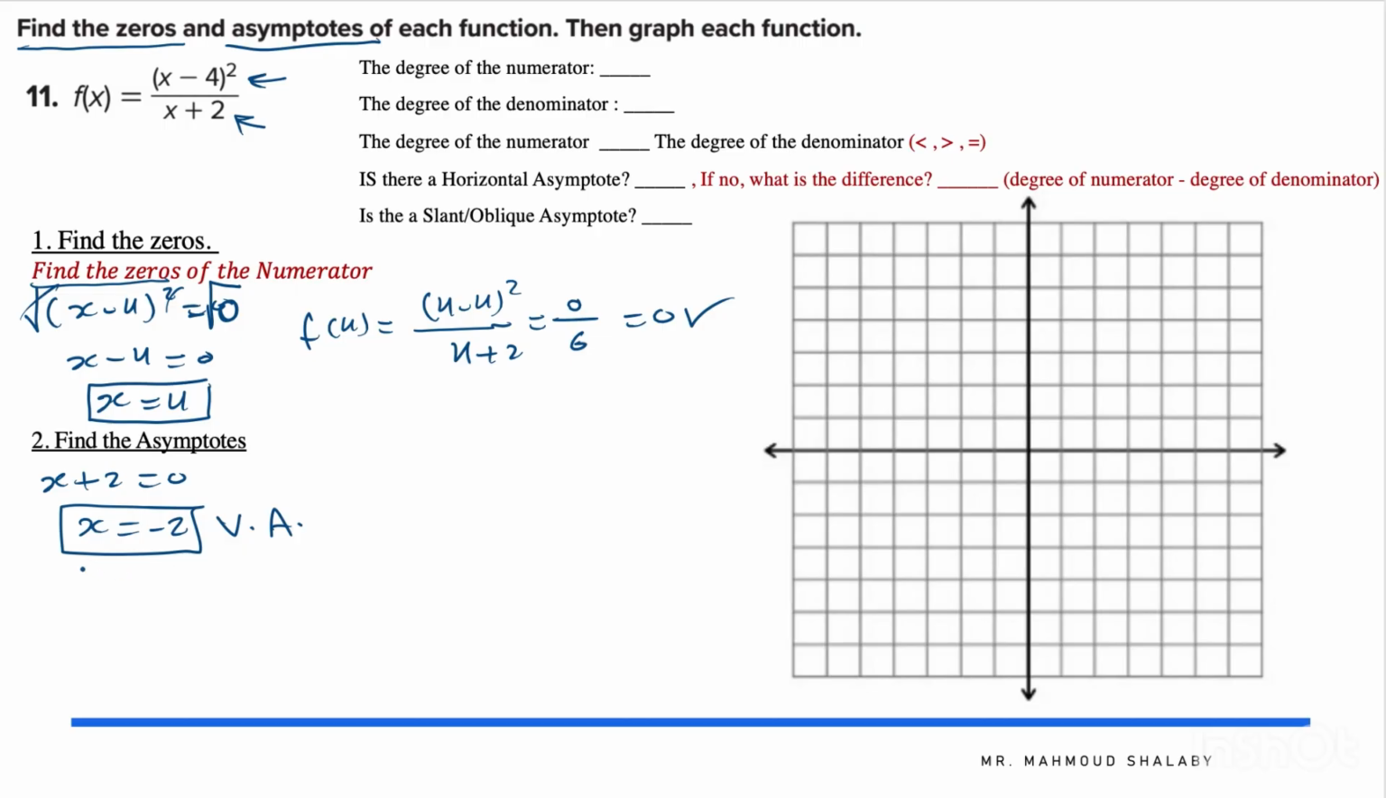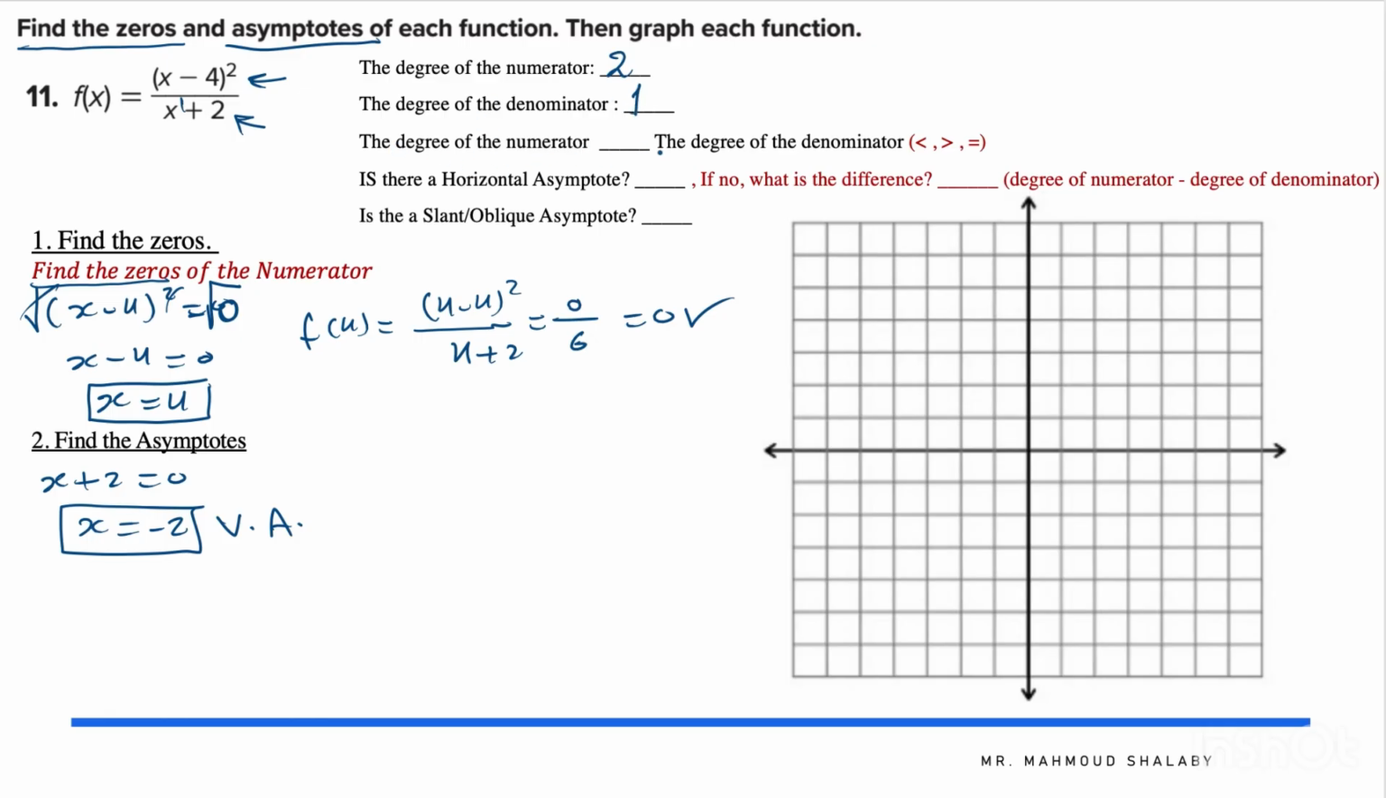Now, how to find the horizontal asymptote, if there is any, or if not, we will check if there is an oblique asymptote, which will be the case in this type of question. I'm just giving you a heads up on how we should solve the question. I wrote statements here for you to know how to think. First, the degree of the numerator. If you expand this, it will be x to the power of 2, so the degree is 2. The degree of the denominator, if there is no power, means 1.